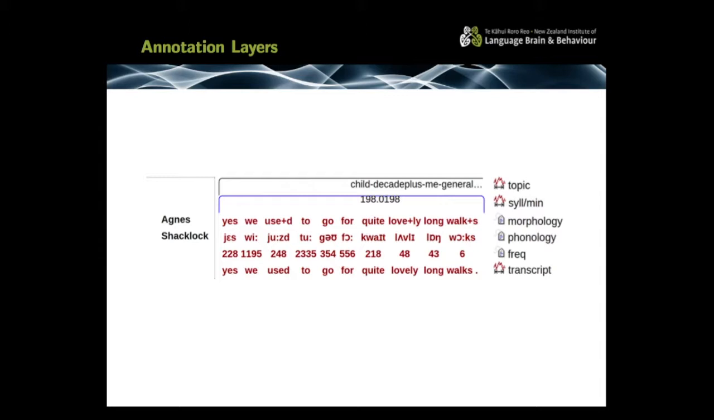You can see above the morphology layer there's a syllables per minute layer, and that marks out the speech rate of this particular utterance, so all of the words collected together can have an annotation as well. And above that you can see a topic tag which starts at the beginning of this utterance but also goes on further through the transcript and marks out a larger section. So you can have annotations of various different granularities.